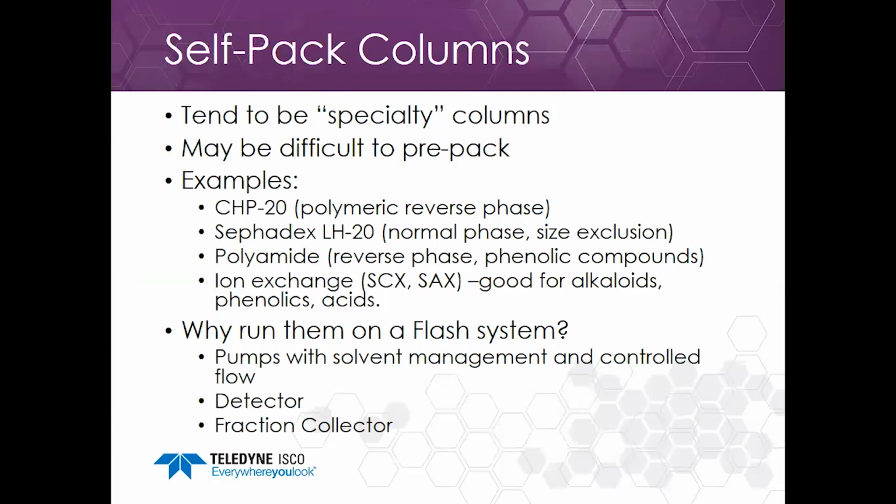Some examples that are commonly used for natural products are CHP-20, a polymeric reverse phase. It tends to swell a little bit in solvents. Sephadex LH-20 is very widely used for cleanup. It's a normal phase column. It also works by a size exclusion mechanism. Polyamide is a reverse phase column, and it's very good for phenolic compounds. Ion exchange columns are very good for alkaloids and other bases, phenolics, and other acid columns.